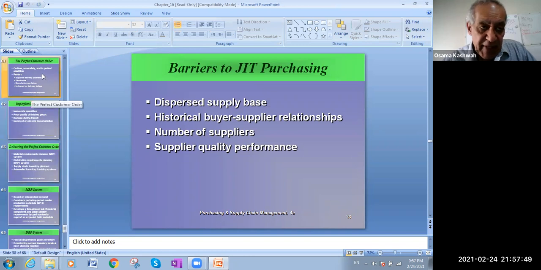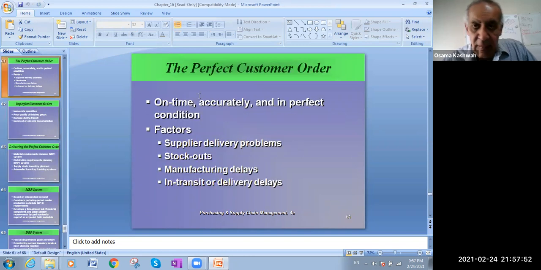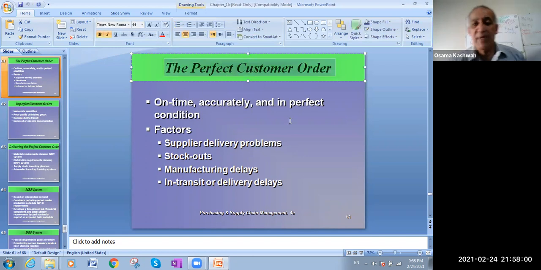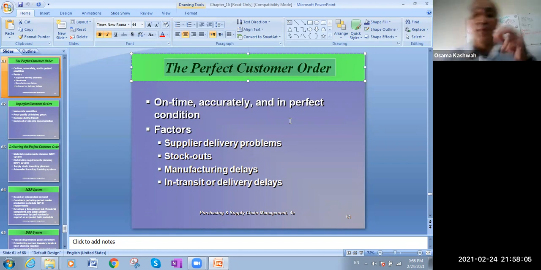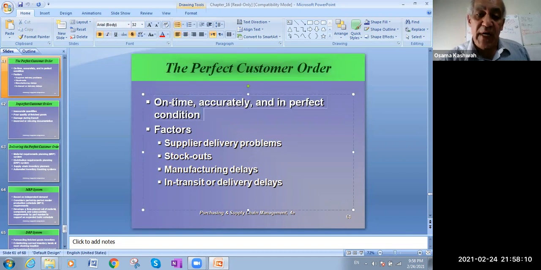I'm talking about the main topics, and it will be the end of this chapter. The perfect customer order. It's very important. What is the purchase order which will be perfect for me? On time, accurately, and like I told you before, I have to deliver to the buyer the right amount, in the right time, in the right place, with the proper quality, or the best quality. Supplier delivery problems, if there is any problem, should be solved.